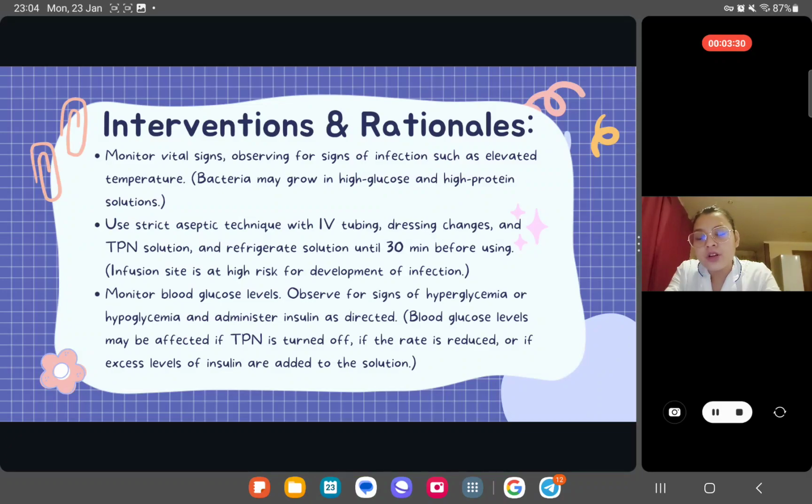We also have to monitor blood glucose levels, observe for signs of hyperglycemia or hypoglycemia, and administer insulin as directed. Blood glucose levels may be affected if TPN is turned off, if the rate is reduced, or if excess levels of insulin are added to the solution.